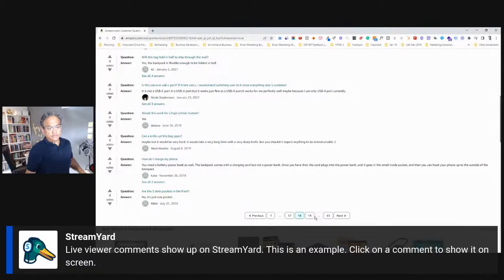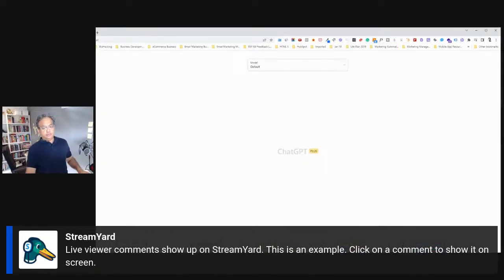So how do I charge my phone? There are 3 slots, pockets in the front. I think we've covered this. So let's go to ChatGPT now, which is where I'm sure all of you are watching for. Let's try and get this organized so that we can start building a user experience of this, the marketing strategy with the buyer persona.